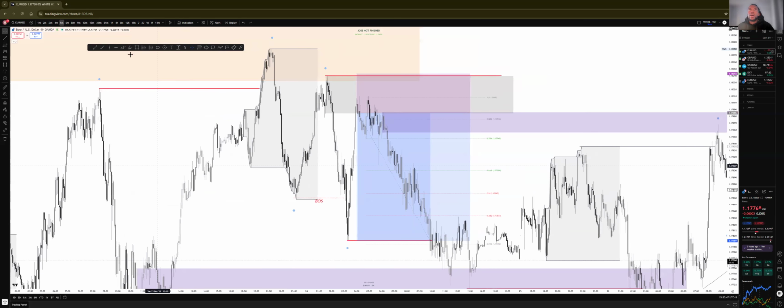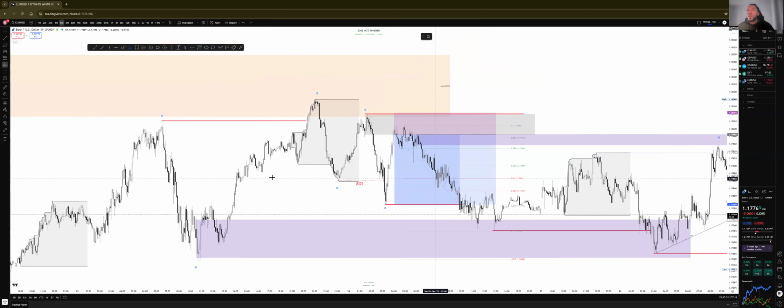Let's say I bring out my highlighter tool. You'll see your change of character. That's why it's important to have your highlighter tool. You have low, high, low, high, lower high. I mean, higher low. You have higher high, higher low, higher high, up, lower low. Now, what is this? That's your change of character.